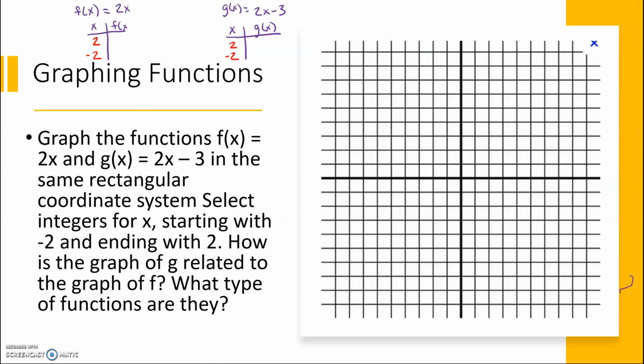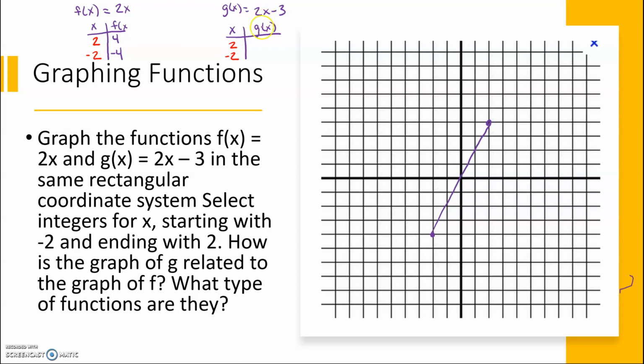Next one, they give us f of x and g of x and tell us to graph them starting with negative 2 and ending with 2. So we're going to go ahead and plug those numbers in. When you plug in 2, 2 times 2 is 4. When I plug in negative 2, 2 times negative 2 is negative 4. So we're going to have 2, 1, 2, 3, 4, and negative 2, 1, 2, 3, 4. And there's our first one.